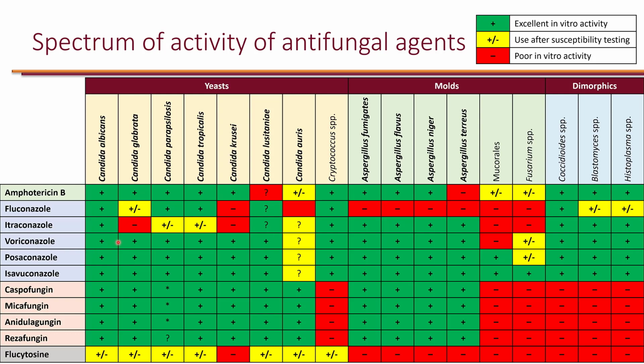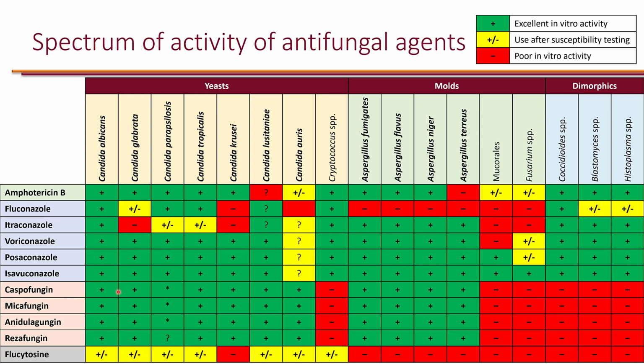Now, when it comes to voriconazole, this is when you get broad spectrum. Pretty much voriconazole has good activity across all yeasts, with the exception of auris that may or may not be susceptible. The same with posaconazole and isavuconazole. So these three are pretty much broad spectrum antifungal agents. And so when it comes to yeast, they're pretty similar.